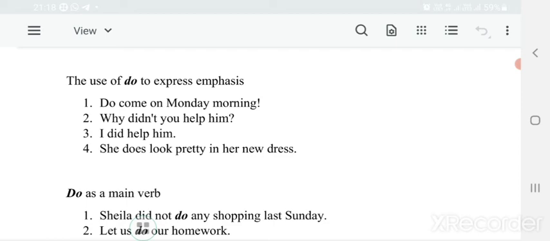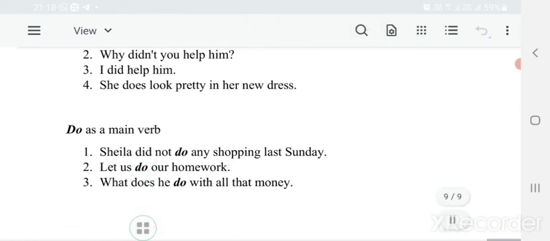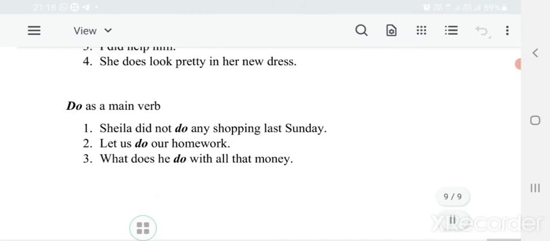Why didn't you help him? I did help him. She does look pretty in her new dress. So all these sentences are there for emphasis. And do can act as a main verb. And when it comes as a main verb, it is often confusing.